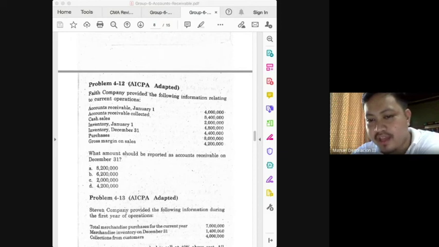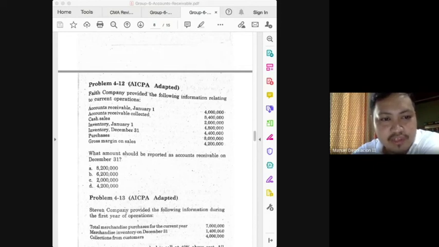So the question now is, is the 8,400,000 our sales? The answer is no, because the 8,400,000 is the cost of our inventories that were sold. And of course, we are selling our inventories above their cost. We are putting up a markup on the cost of our inventories. And that is the purpose of the gross margin given in this problem.